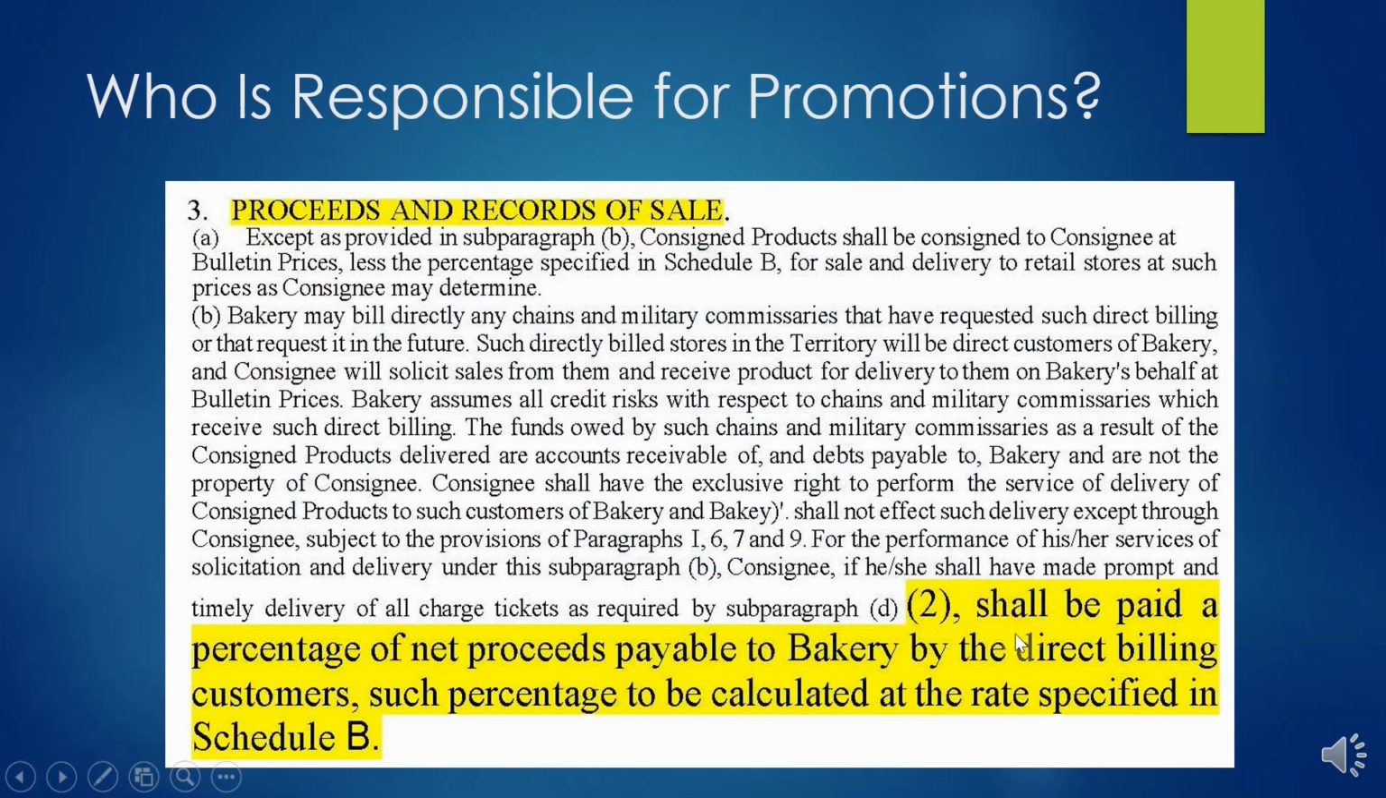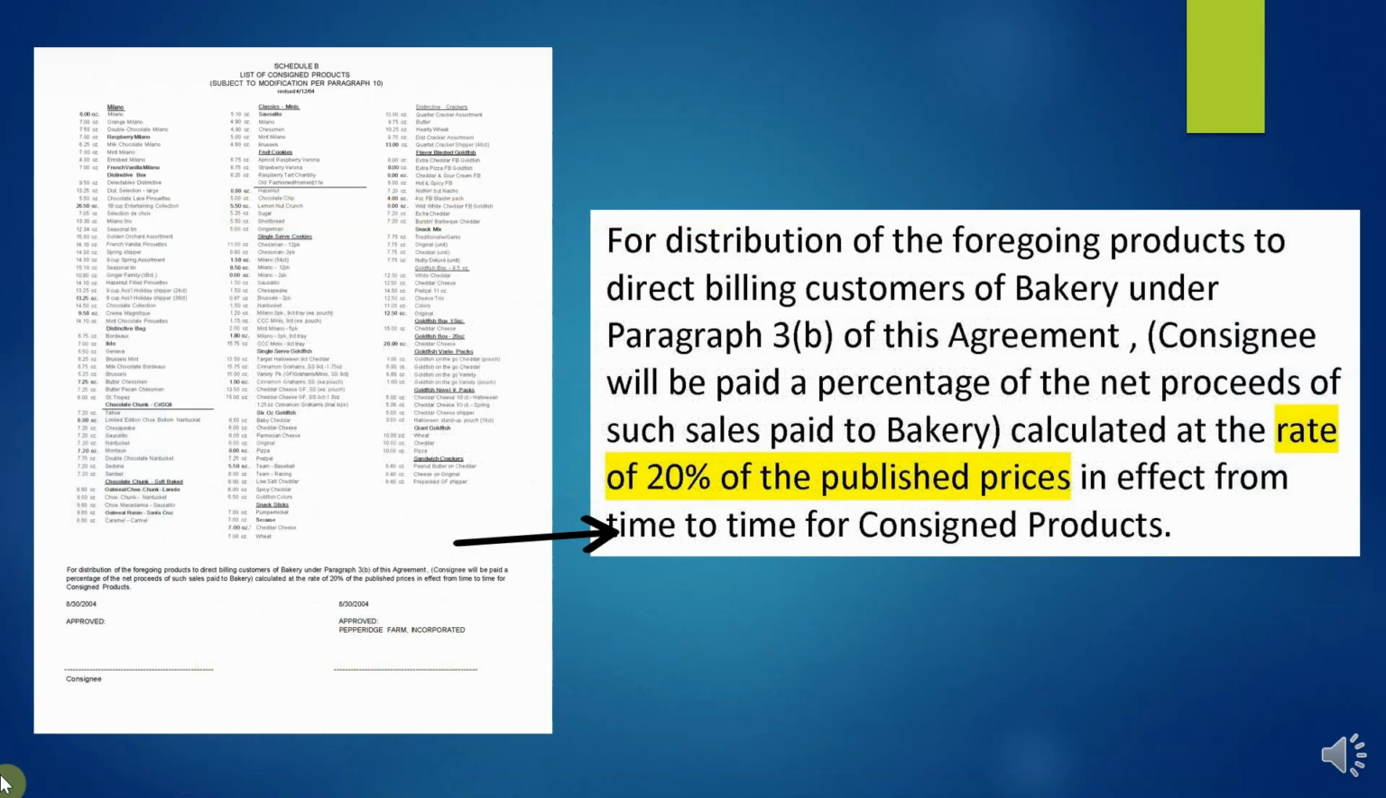We go down to the bottom here and it says, shall be paid a percentage of net proceeds payable to bakery by the direct billing customer. Such percentage to be calculated at the rate specified in Schedule B. Does not say the rate of the invoice, does it? The rate specified in Schedule B. And remember Schedule B? Just to refresh, rate of 20% of published prices, not invoice prices. Two different things.